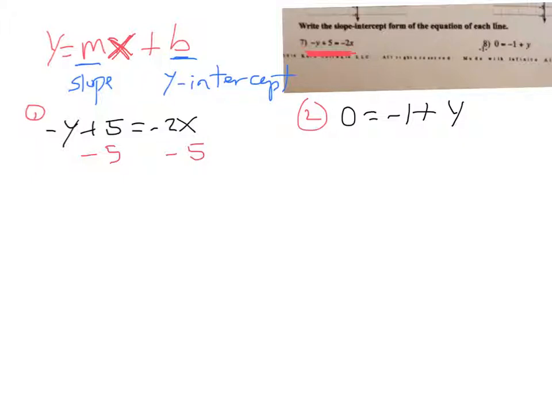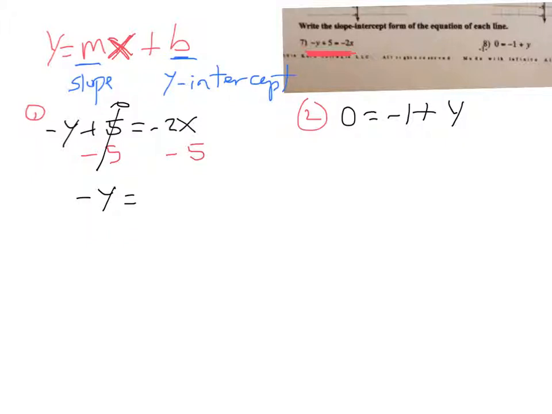This is an equation, so it is divided into two sides, the left and the right. Whatever I do on one side, I do on the other side. Now, 5 minus 5 is 0, so I'm going to have negative y equals.